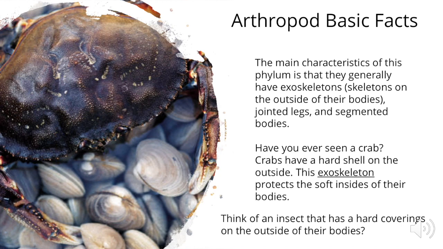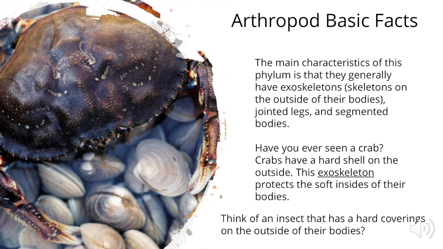And this was a lot like the mollusks, if you remember. A lot of the mollusks had soft bodies, and they had the protection of a shell on the outside. So in this sense, they're very similar. Think of an insect that has a hard covering on the outside of their bodies.